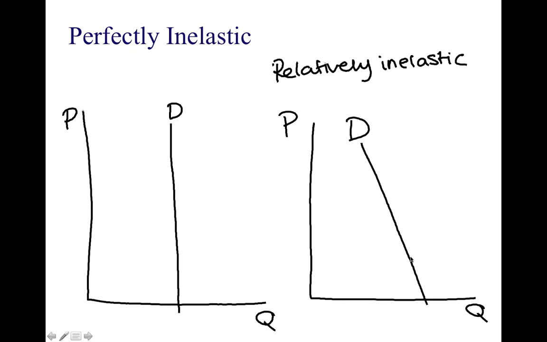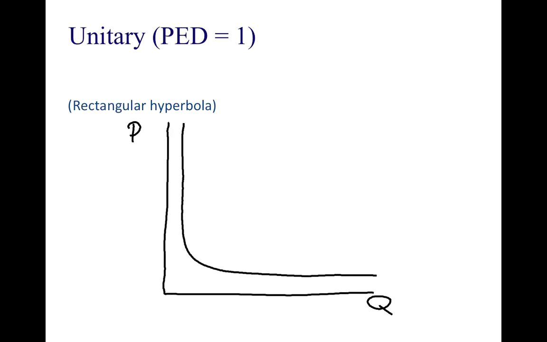And then here's more inelastic. If you imagine a little line there, it actually looks like a capital I. So this would be perfectly inelastic. Maybe if someone is very, very addicted to a product, price doesn't feature in their cost-benefit analysis when they're thinking about buying a product.